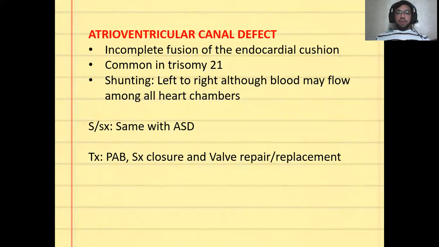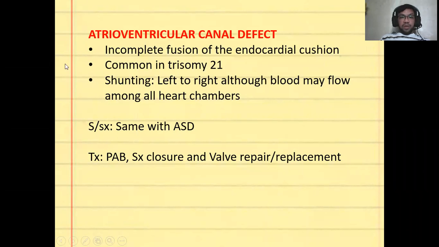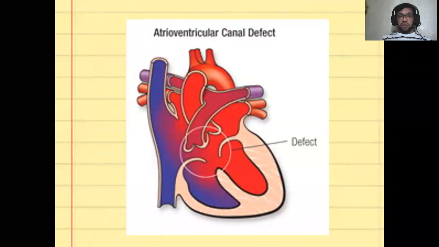Treatment here is the following. Similar to the one previously discussed, PAB or pulmonary artery banding is going to be done, but this is just palliative, it's temporary. And the child will need surgery in order to close the valves, to close that abnormal opening in all four structures.